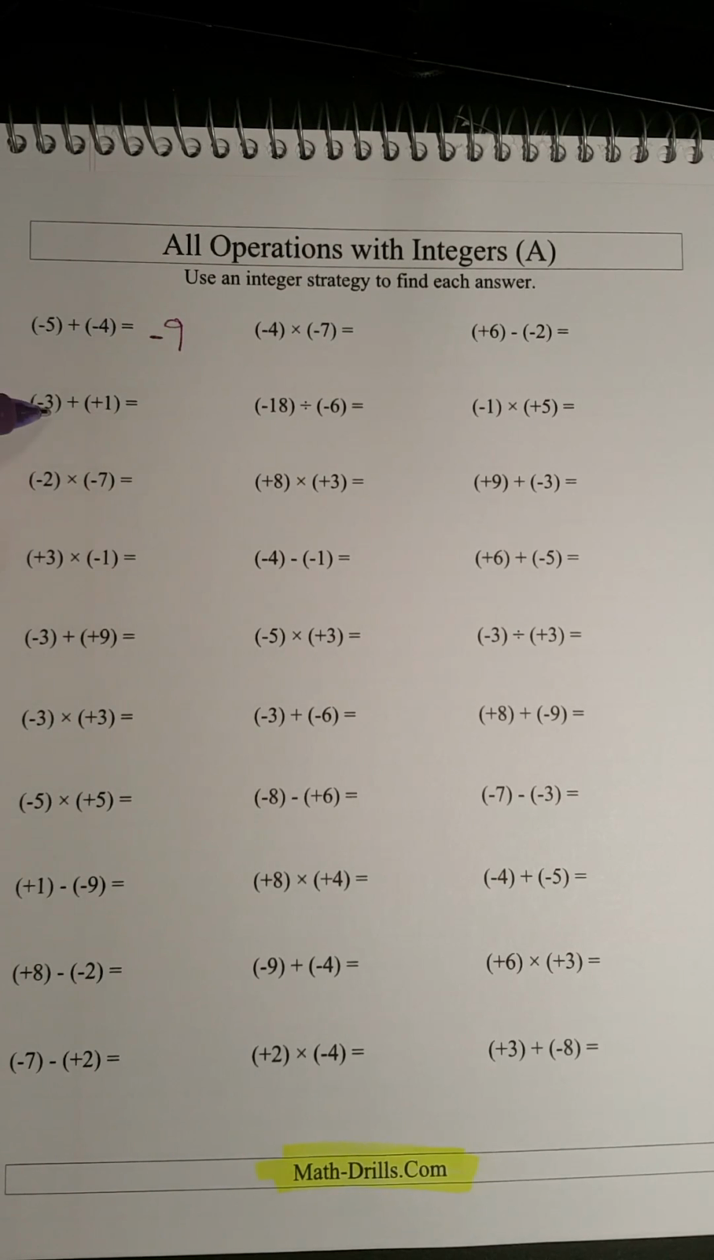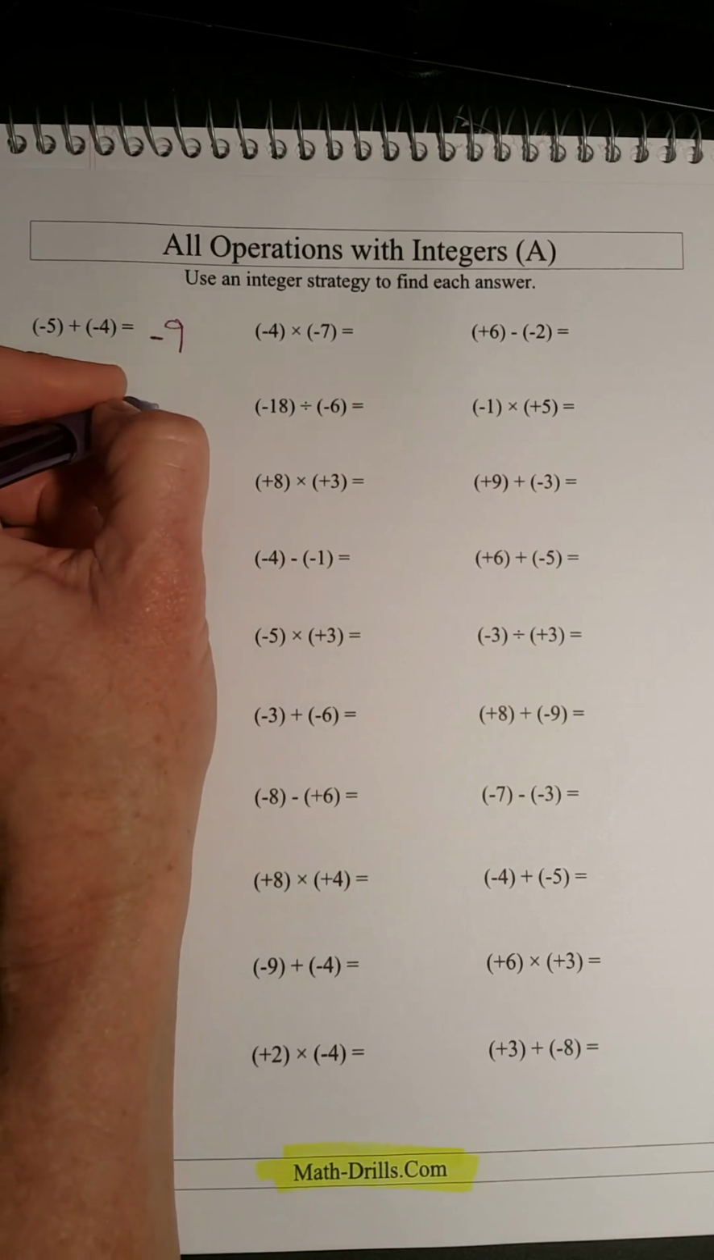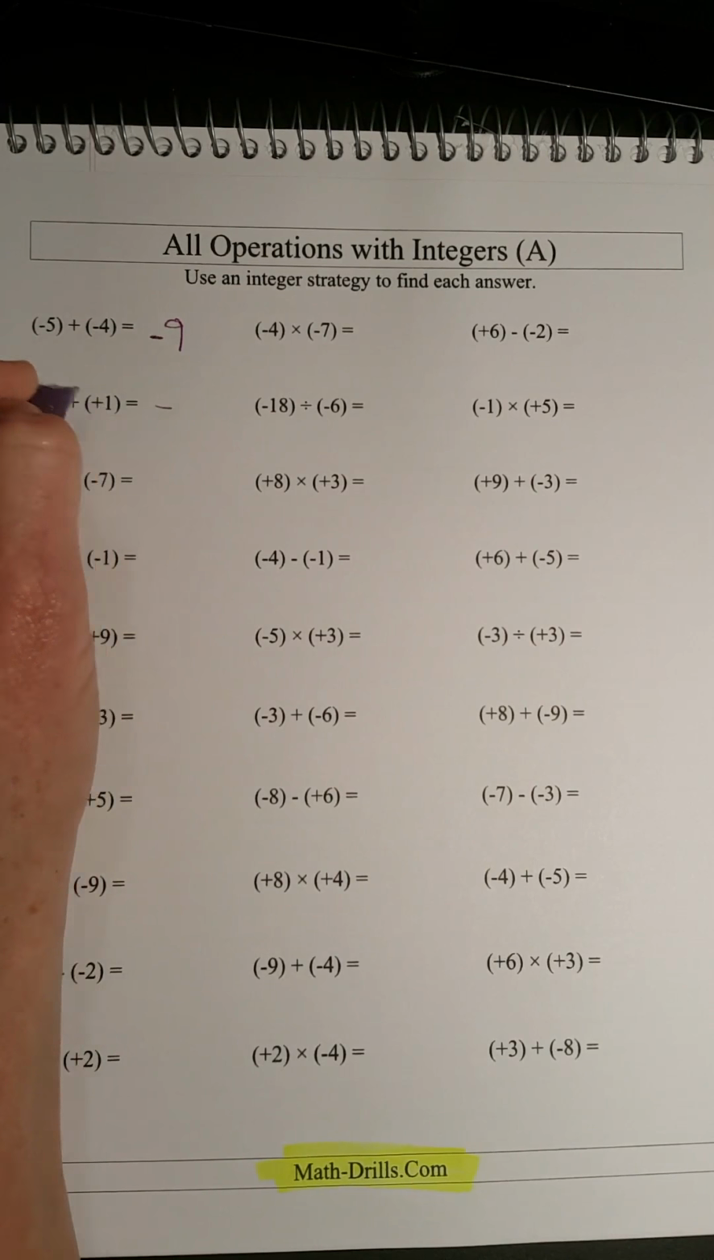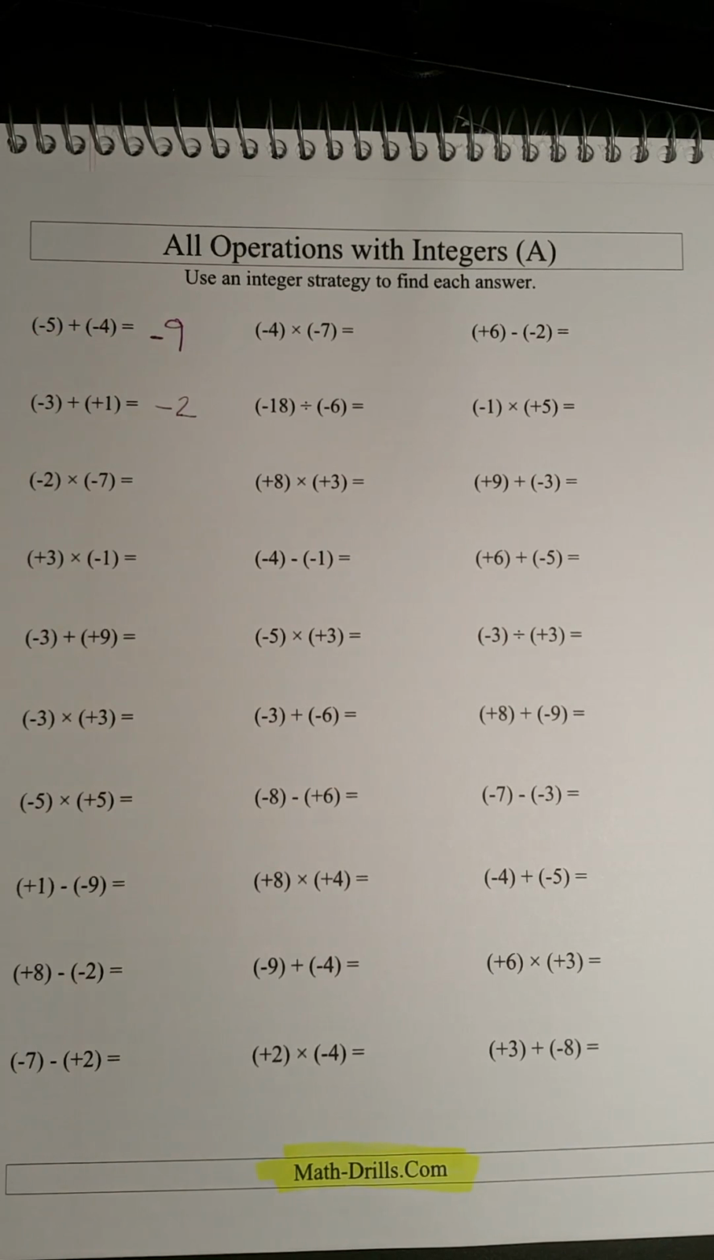Okay, here's an addition statement with different signs. So different signs subtract. 3 is bigger, so my answer needs to be negative, and the difference between 3 and 1 is 2.